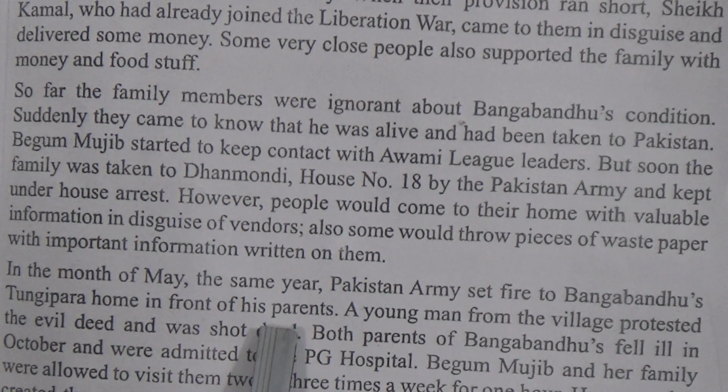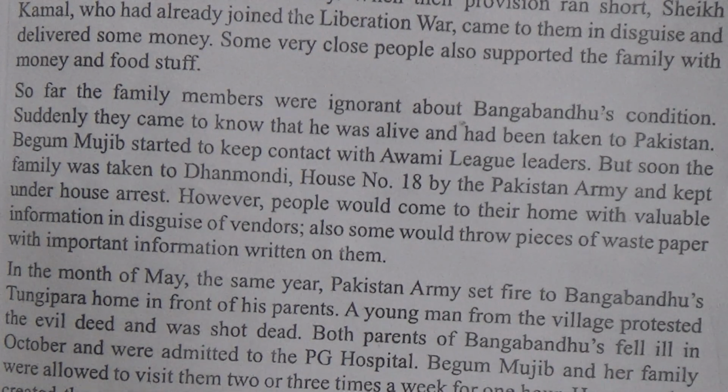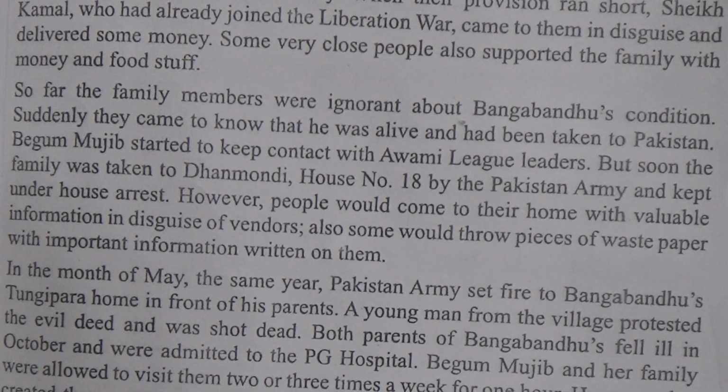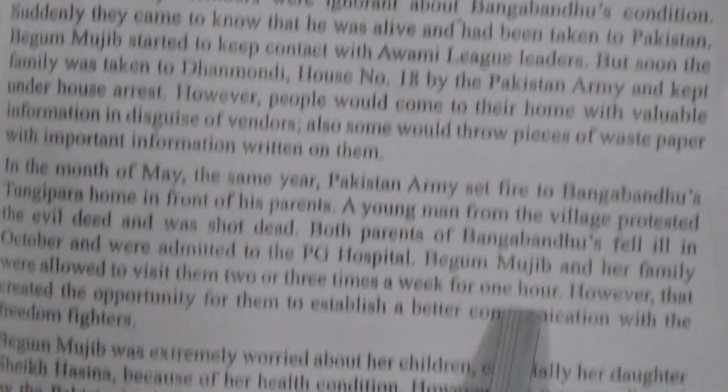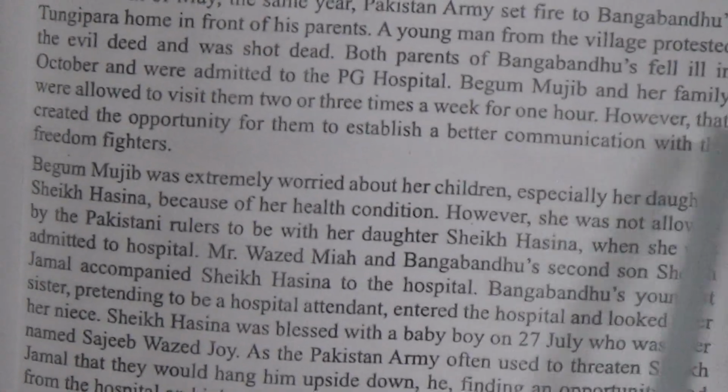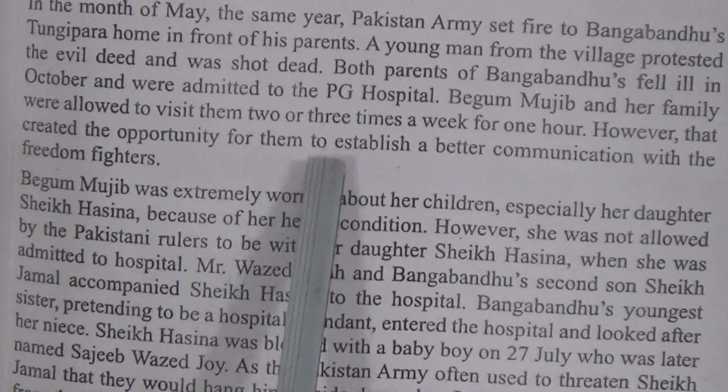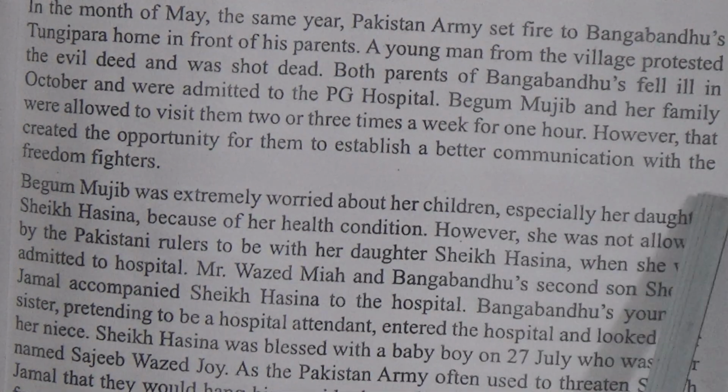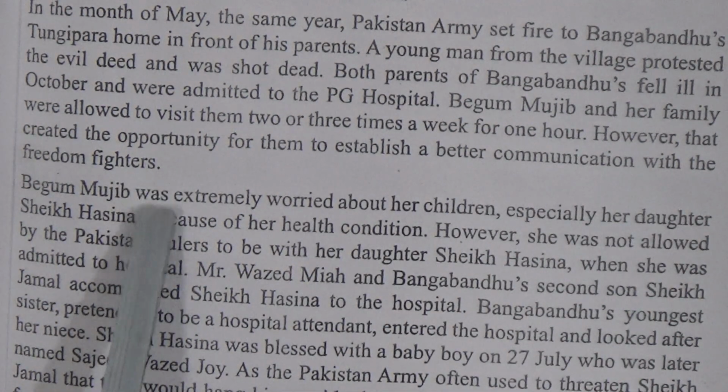In the month of May the same year, Pakistan army set fire to Bangabandhu's Tungipara home in front of his parents. A young man from the village protested the evil deed and was shot dead. Both parents of Bangabandhu fell ill in October and were admitted to the PG hospital. Begum Mujib and her family were allowed to visit them 2 or 3 times a week for 1 hour. However, that created the opportunity for them to establish better communication with the freedom fighters.